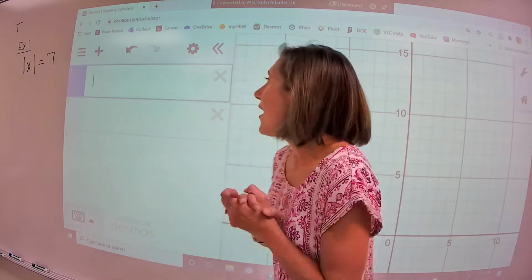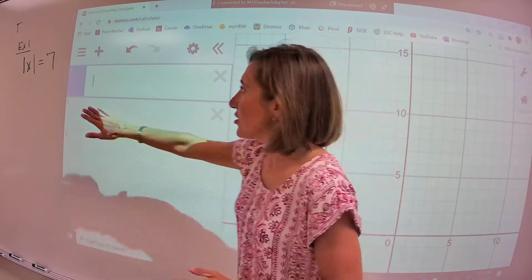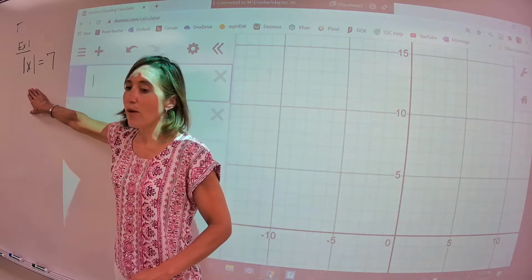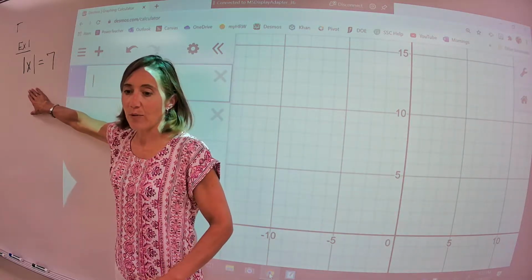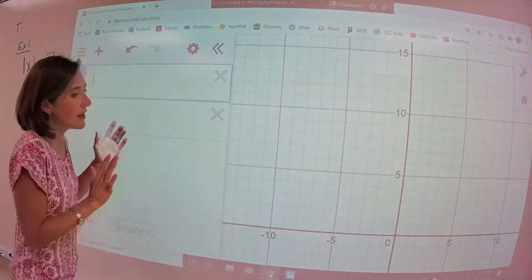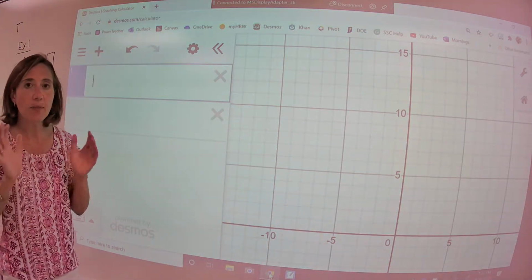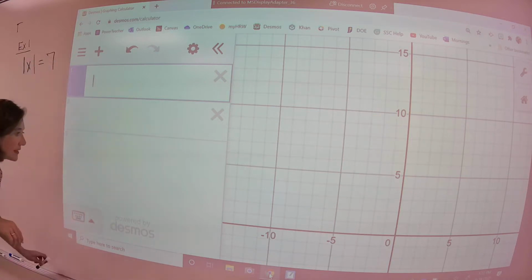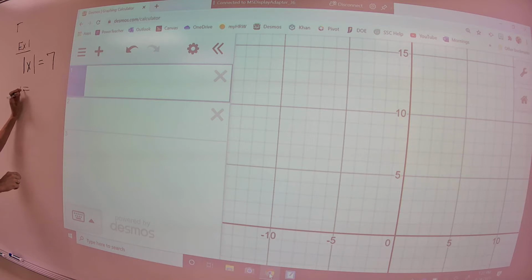So the first equation that we had yesterday was the absolute value of x equals 7. We were trying to solve that equation. So when we had graphed absolute value functions a couple of days ago, we had things that looked like this, like y equals the absolute value of x. So we would be able to graph something like that.